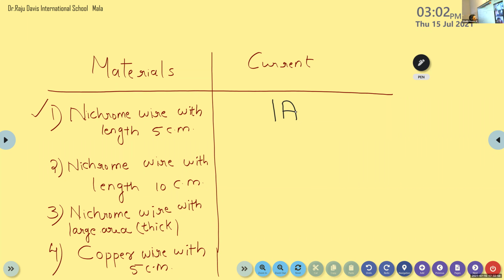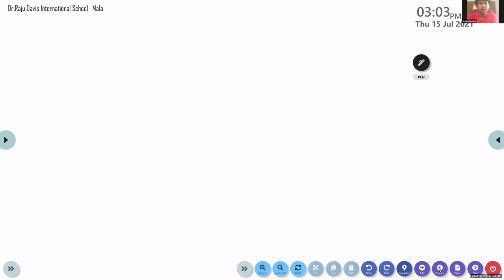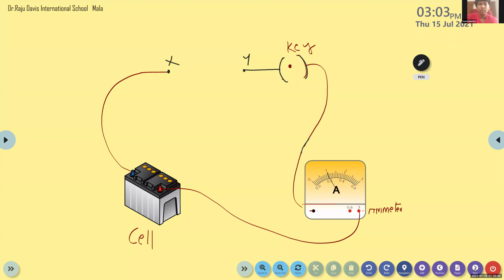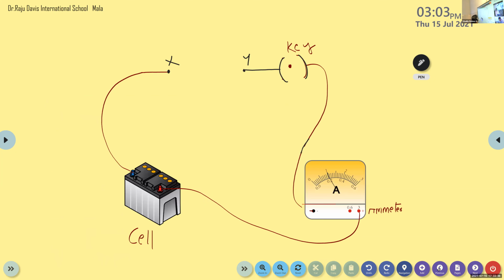Now we are going to replace this nichrome wire with another wire. What is the next component that we are going to connect here? Here we have X, Y. The gap between X and Y is connected with the nichrome wire with the length 10 centimeter. That is what we are going to connect now.